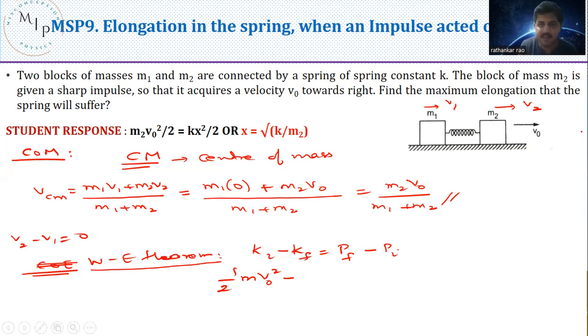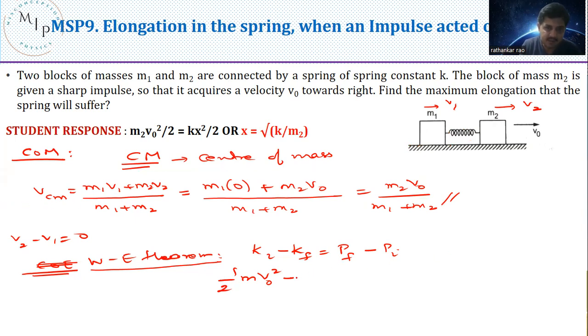So as a result of it, we did not get a maximum elongation here. After some time, v1 and v2 were equal, right? Which means both of them are moving with some common velocity. What is that common velocity called? That common velocity is nothing but your center of mass velocity. That's why we found out this center of mass velocity.